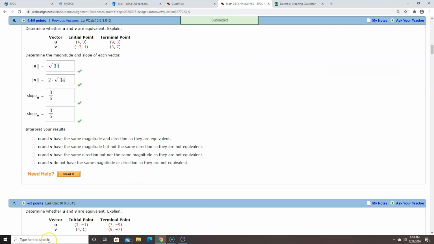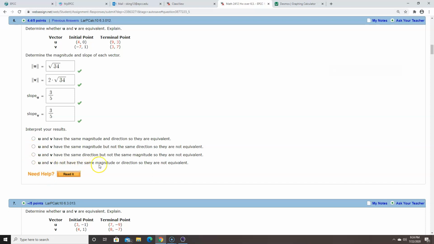They didn't want to grade it, or I missed it. I must have not clicked it. So they're all correct. That's good. Now interpret your results. Because they have the same slope, we know they have the same direction. So let's see. Do any of these say they have the same direction?